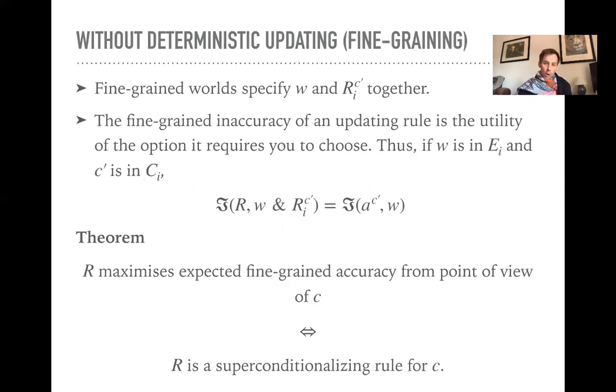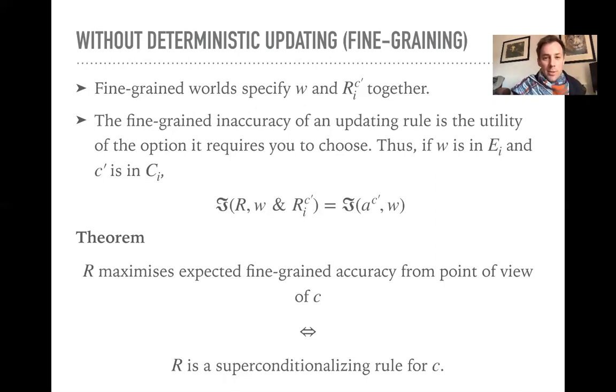What happens if we drop deterministic updating? Basically exactly the same thing that happened in the pragmatic utility argument case. That is, we can either fine-grain, so that we specify not just the world, but also what credence function you adopted in response to the evidence that you received at that world. If you do that, then the accuracy of the updating rule at a particular world at which you adopted C prime in response is just the accuracy of C prime itself.